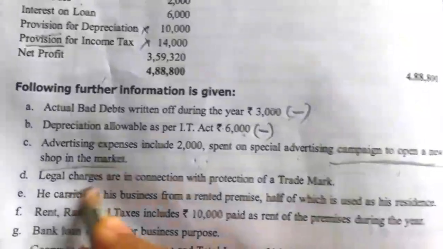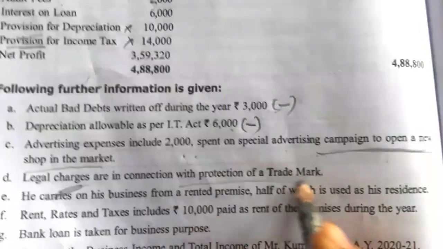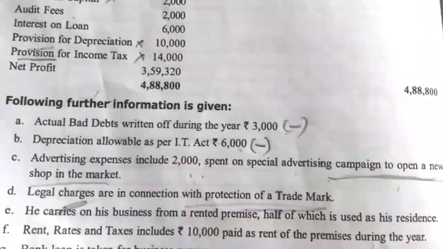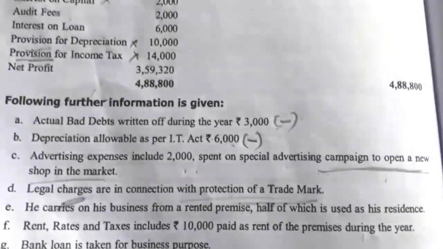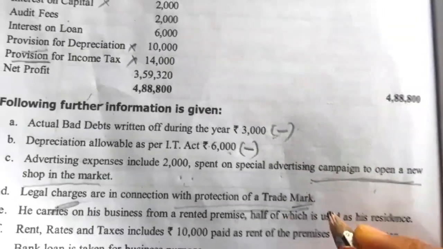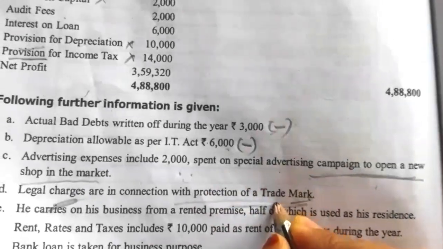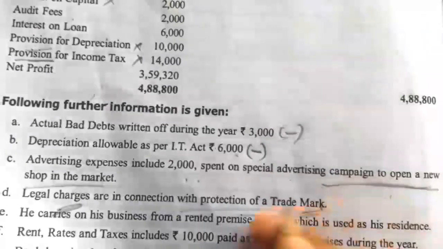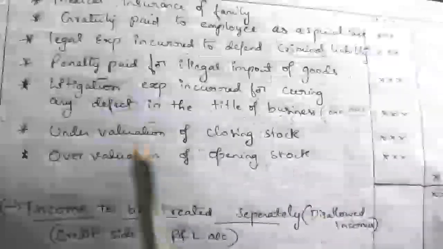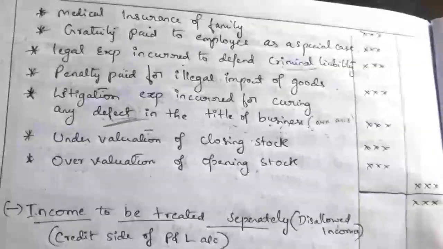Next, legal charges in connection with the protection of trademark. Here legal charges are given in the question. It is relating to the protection of trademark. So protecting the trademark is allowed. Protecting the trademark or a business asset is allowed. If it is for protecting a defect of a business asset, then it is disallowed. So this one is allowed. Protection of a trademark is allowed. If the expense is incurred for a defect in the title of business, then it is disallowed.